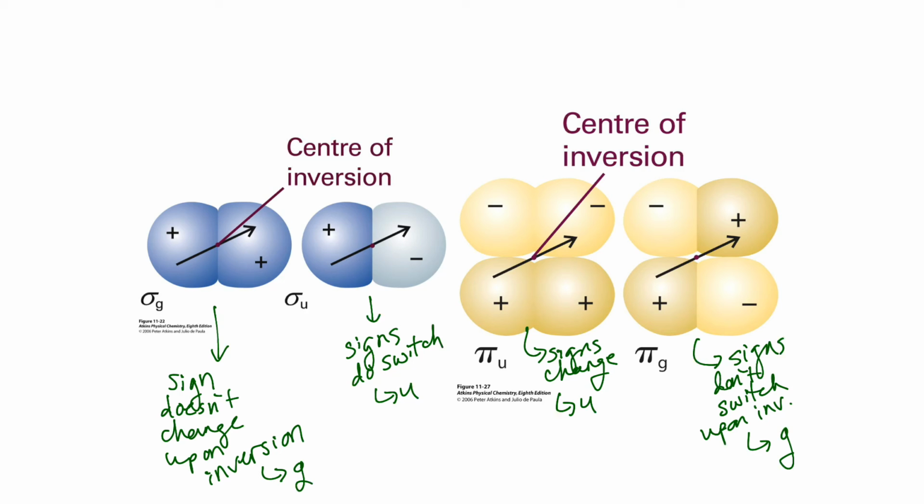Again, a little bit of mental gymnastics on this, but that is how you will come up with the labeling of the U or the G, so the antisymmetric or symmetric labeling for your molecular orbitals.